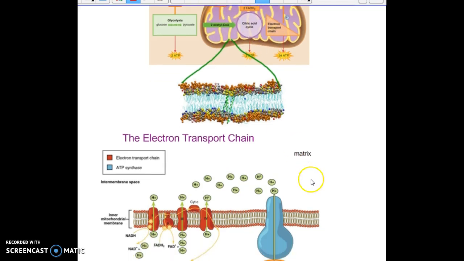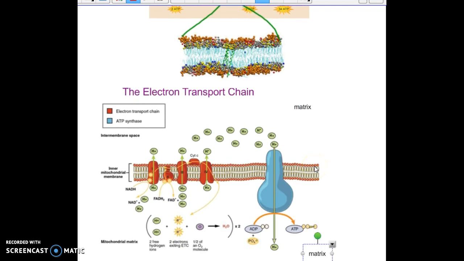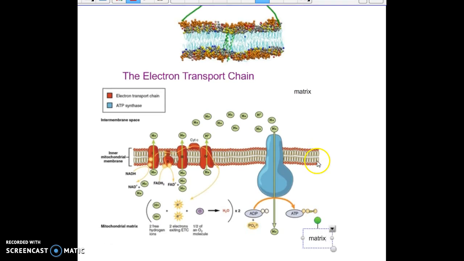So remember, we're all over in this matrix, making vast amounts of NADH and FADH2. And so what will happen is that FADH2 and NADH will eventually run into the cristae. And the cristae will have different components of it. The first thing that it runs into is this thing right here. This is a proton pump.